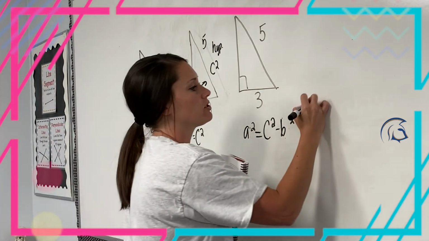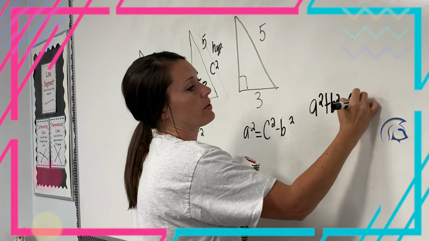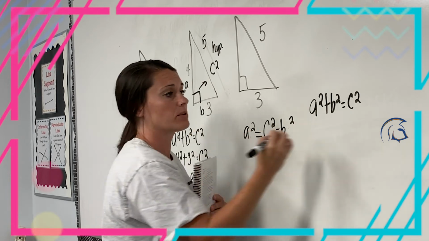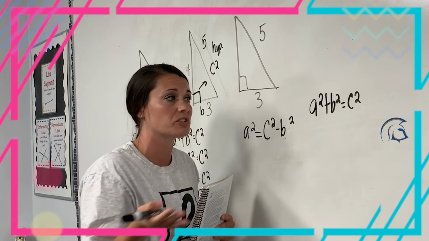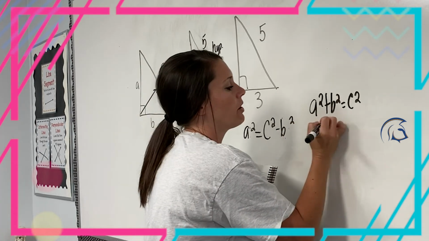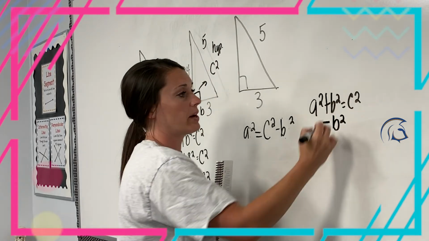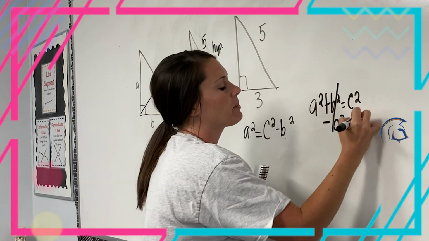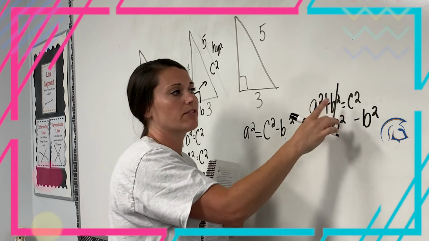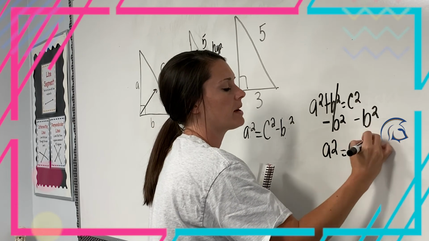I'll show you how that's derived, okay? a squared plus b squared equals c squared. We know b squared, we know c squared, but we don't know a squared. That's what we're solving for. So what do we have to do when we're solving for a variable? We have to get it by itself. Right now this b squared's in the way. I'm going to subtract the b squared on this side to kill it, and then I'm going to subtract it over here. You cannot subtract a b squared from a c squared, y'all know that. So you're going to have a squared equals c squared minus b squared.